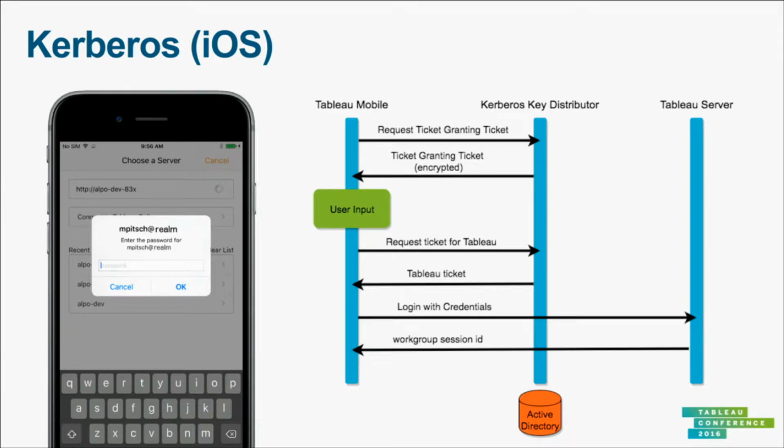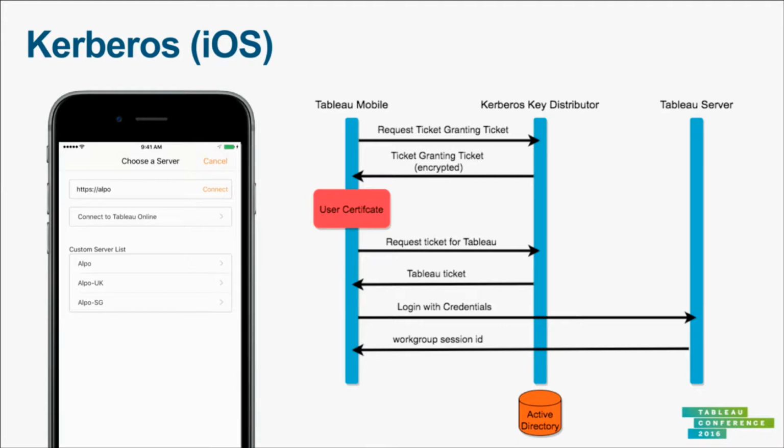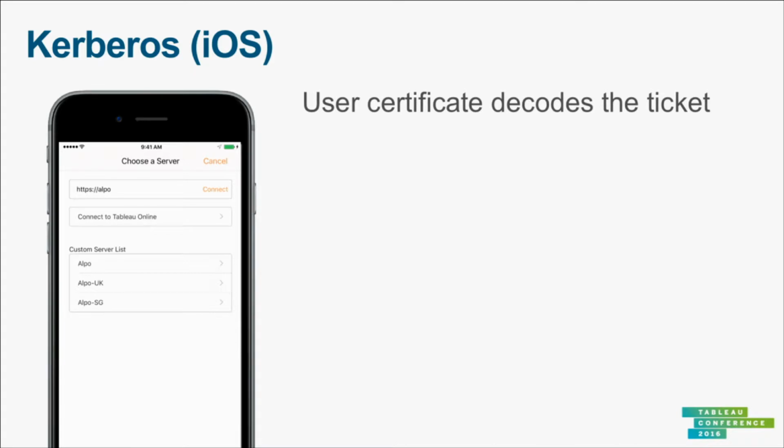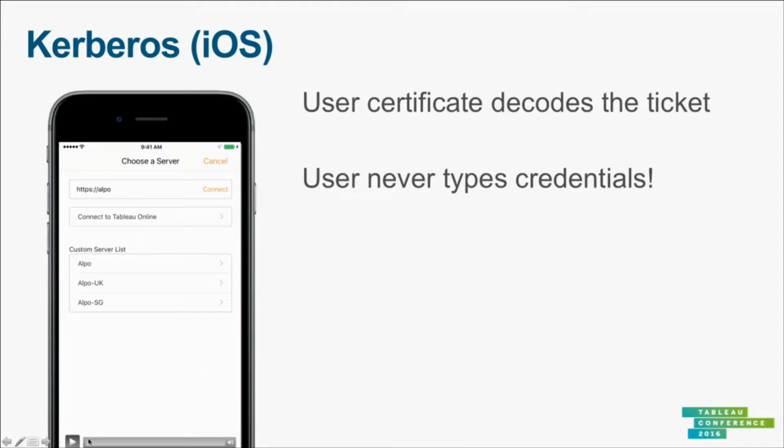However, it gets better. Instead of just having user input, you can actually use a user certificate as well to do the decryption. So what does that mean? If the user certificate decodes the ticket, that means that the user never types their credentials ever, which is really awesome. And in fact, while I've shown pictures up until this point, I found a picture of an absence of a dialogue really didn't get the point across, so I have added a video here for us to play.